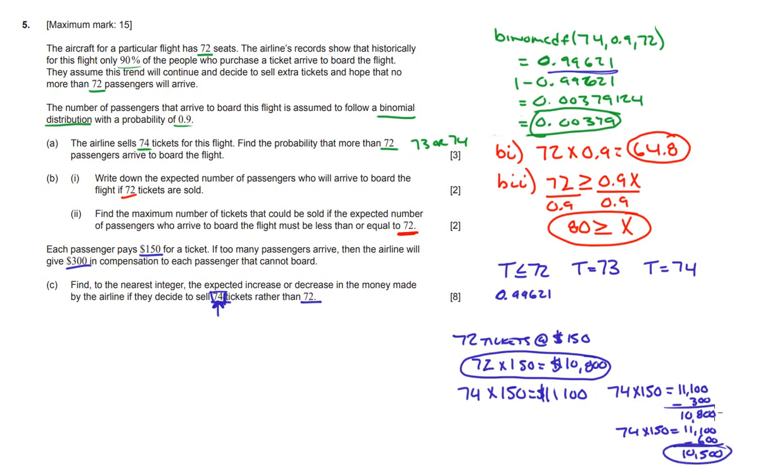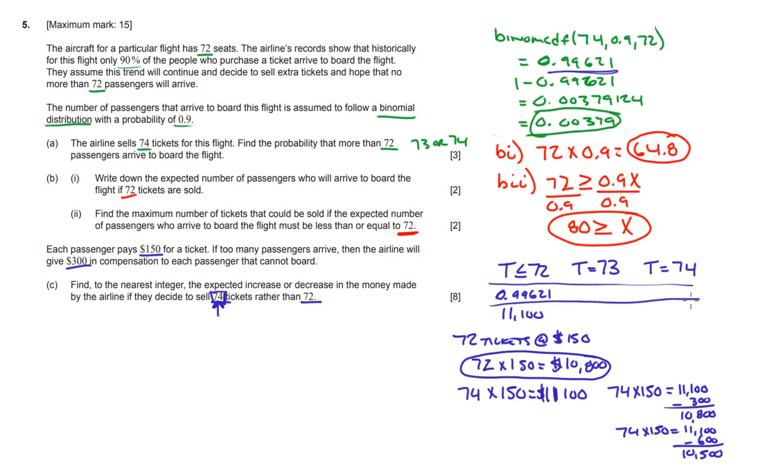Okay, so these, again, I probably shouldn't circle because these are not our final answers. But that's how much we're going to make off of each one, right? So if 72 or less show up, there's a 99.6% chance that's going to happen. We're going to make 11,100. Okay, so let's do this. 11,100 if this happens.